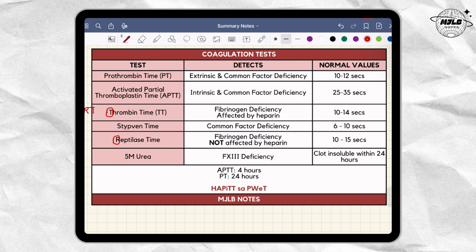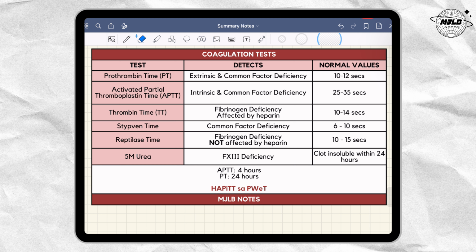One way you can memorize the normal values is that, take note, TT, right? Thrombin time, that would be T for 10, the first T. And then yung other naman, make the first T like a 1, and then the other T like a 4. So 10 to 14 seconds. And then since almost the same naman yung function nitong dalawa, medyo magkalapit din yung normal values niya. Maglagay ka lang ng +1. So that would be 10 to 15 seconds.